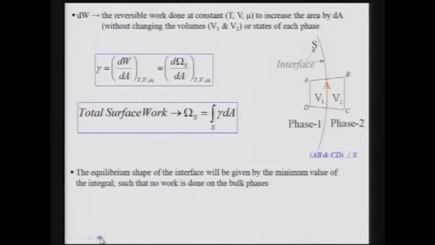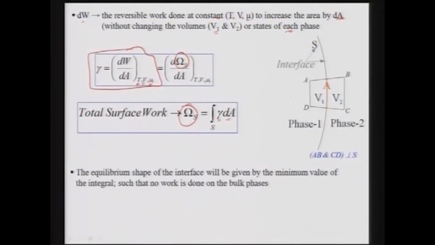And dW is the reversible work that is being done, while keeping the temperature, volume, and chemical potential constant, to increase the area by unit area dA, without changing any volume or state of each phase. So as we saw, gamma is equal to dW by dA while keeping temperature, volume, and chemical potential constant, and the total surface work, omega S, is a function of gamma times dA.